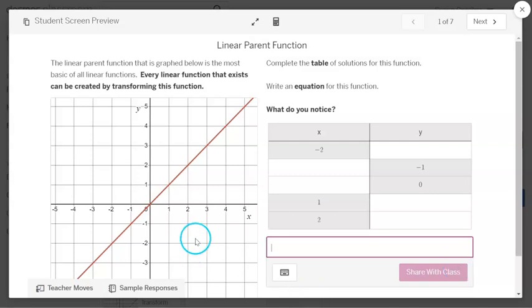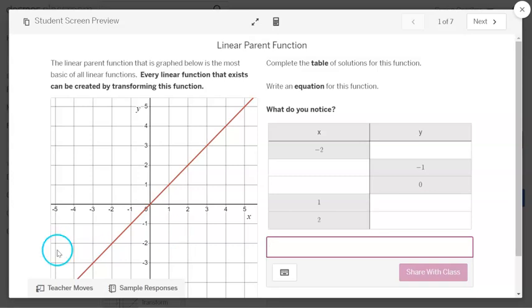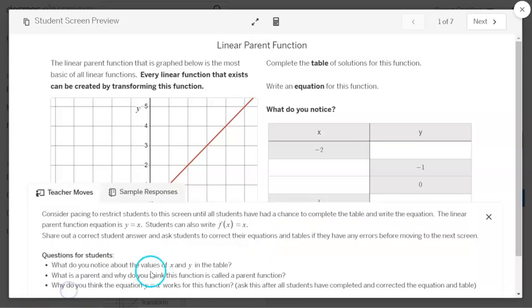So the goal in all assignments is to get students to recall what they've learned in prior classes. So I have a lot of teacher moves down here. One is to restrict our pacing, to restrict to this slide so you can have a conversation about the linear parent function. Students can also write f of x equals x. I doubt they will, but that is another form. And I would share out a correct student answer if at all possible.